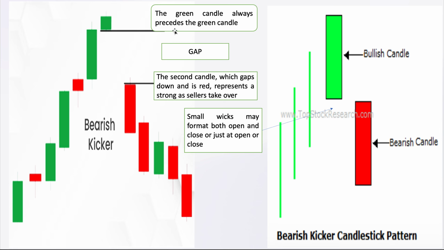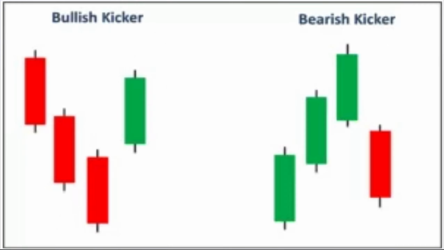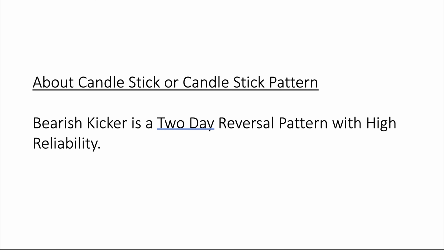So kicker is basically a green candle that always precedes the earlier one. The gap happens, and the second candle, which is gapped, is red with small wicks, so you can clearly see how the wicks are forming. You can see here the bullish kicker and the bearish kicker, how the kicker is happening. It has high reliability because it's been there for 2 days, because the kicker is happening, it clearly shows it is kicking from the top.